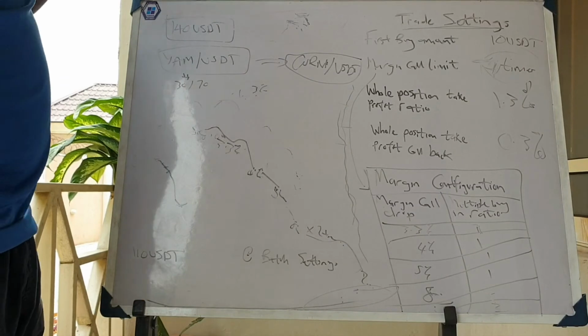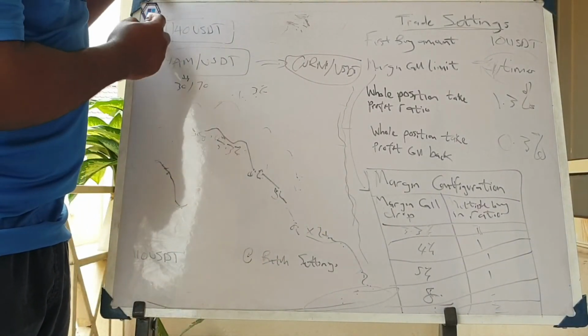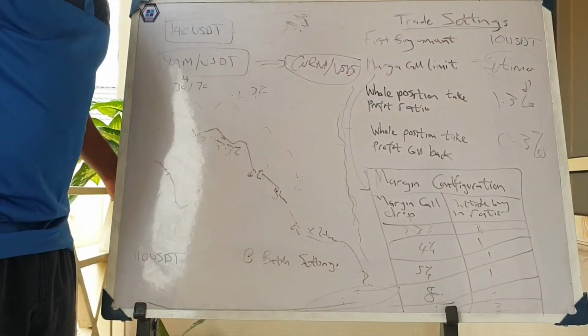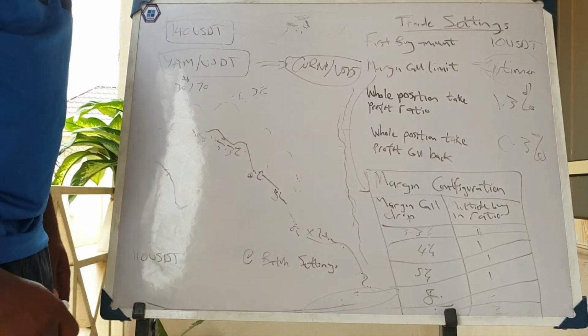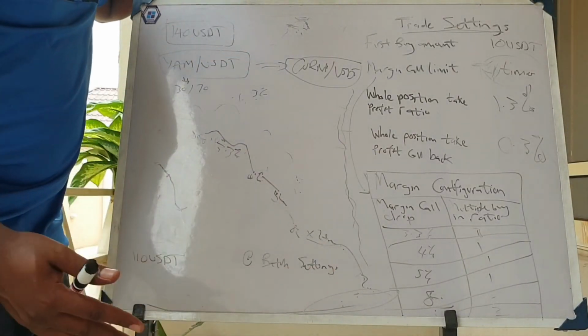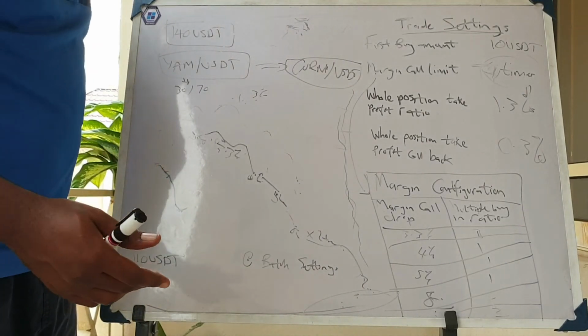Now remember, this setting is totally dependent on how much you have in your trading account. If you have more money, you can increase this from 10 USDT to maybe 20 USDT, because the more your money, the more your profit. So that's about it for now. There are more settings, but I don't want this to take too long so that you get bored along the way. So I'll end the video here.